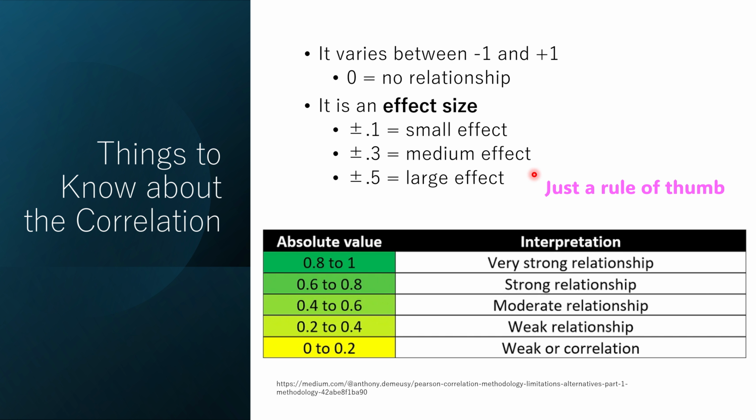This is just a rule of thumb, but a very informative one. R ranges from -1 to +1, and 0 means no relationship. The rule of thumb for effect size is here. Plus or minus 0.1 is a small effect, plus or minus 0.3 is medium, and plus or minus 0.5 is a large effect.